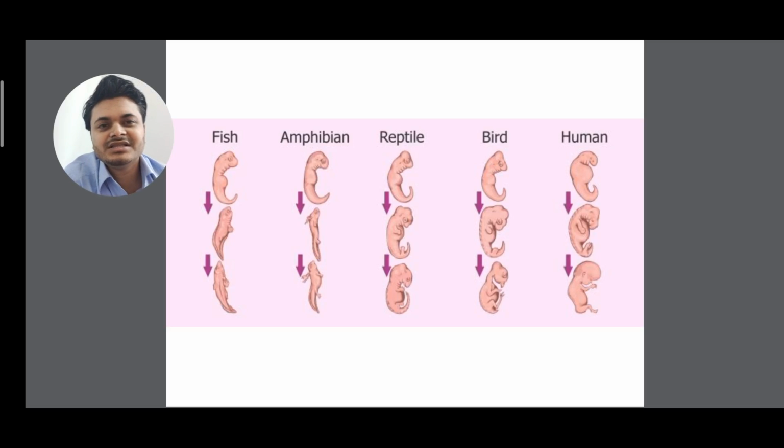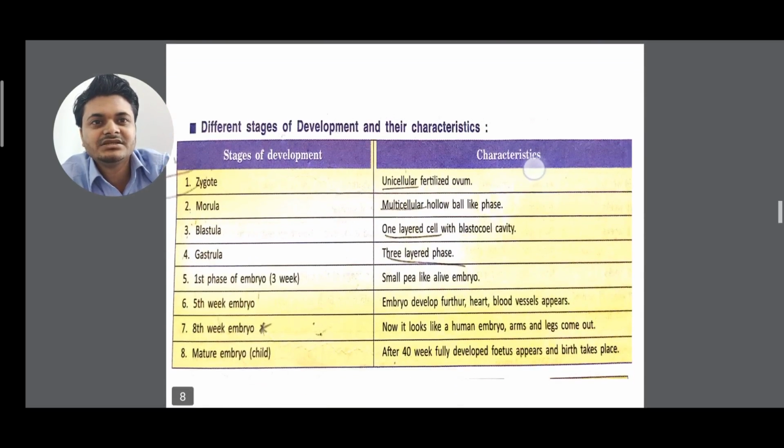So in the embryo, in the zygote stage, you can see all the infants like fish, amphibian, reptile, birds and humans all look similar. But as it progresses, as organogenesis takes place, the formation and development of organs takes place, it changes its shape and then it becomes distinguishable, so that we can distinguish.